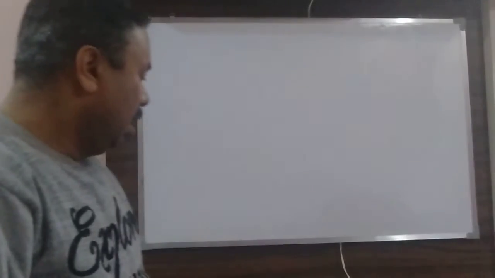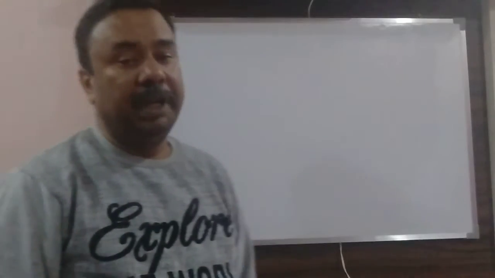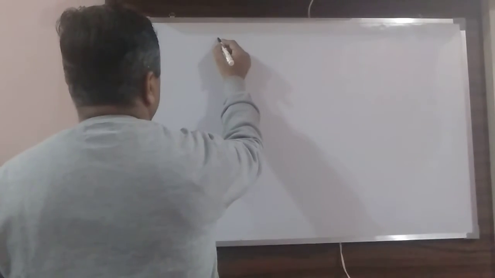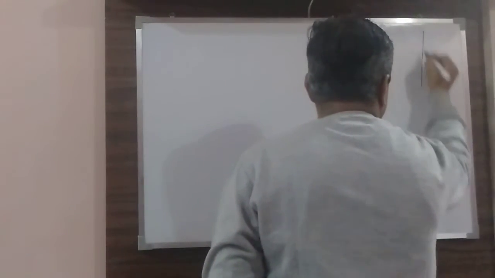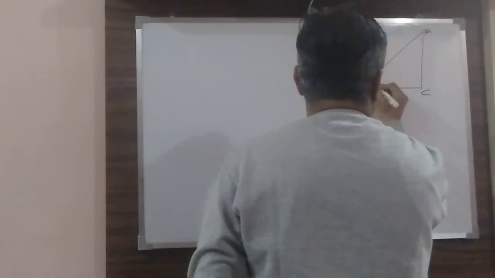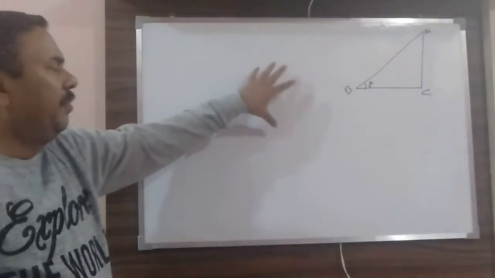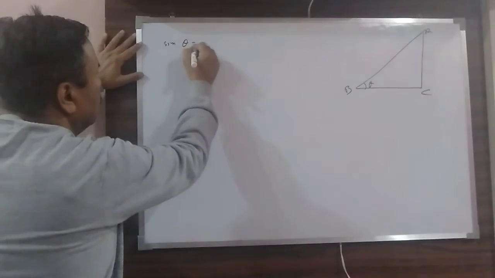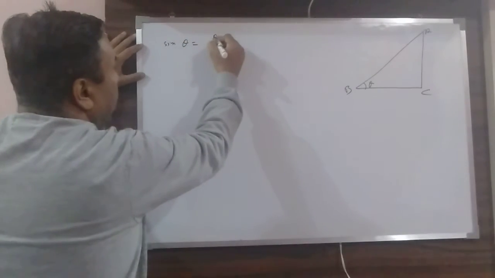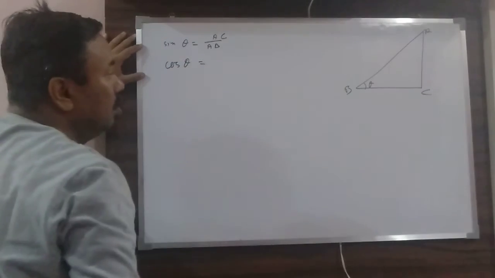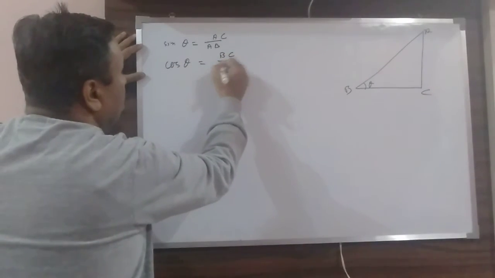Now what about complementary angles? One more basic thing. You must have seen, if there is a triangle, and I have to make the triangle again and again just to show you. If it is the triangle, what is sin theta equal to? AC over AB. What is cos theta equal to? BC over AB.